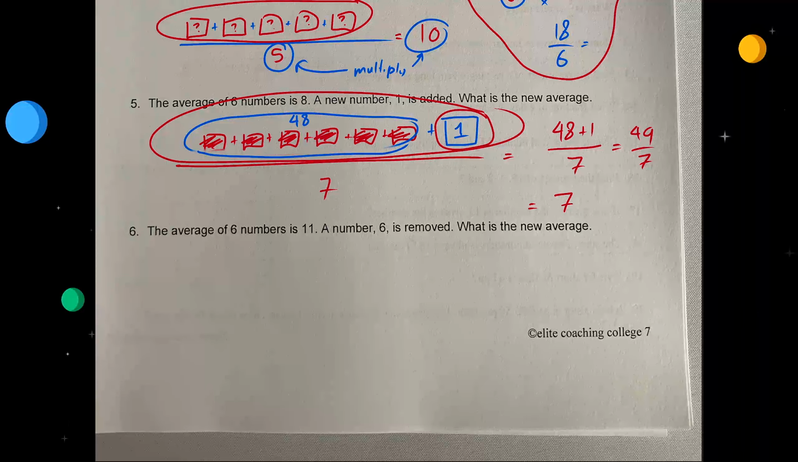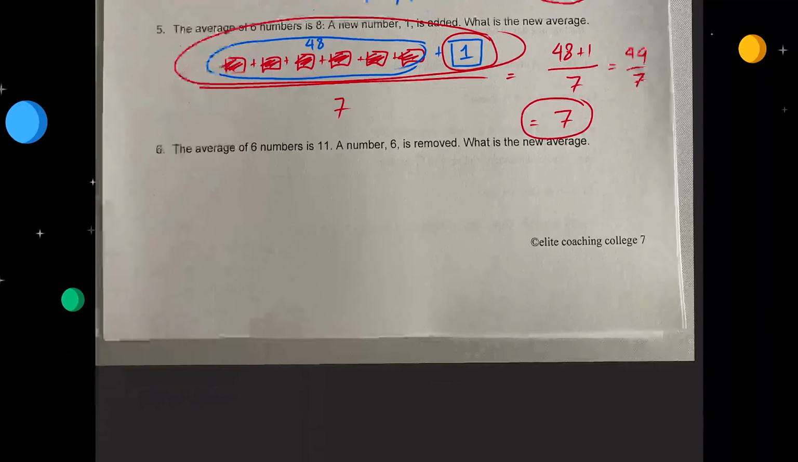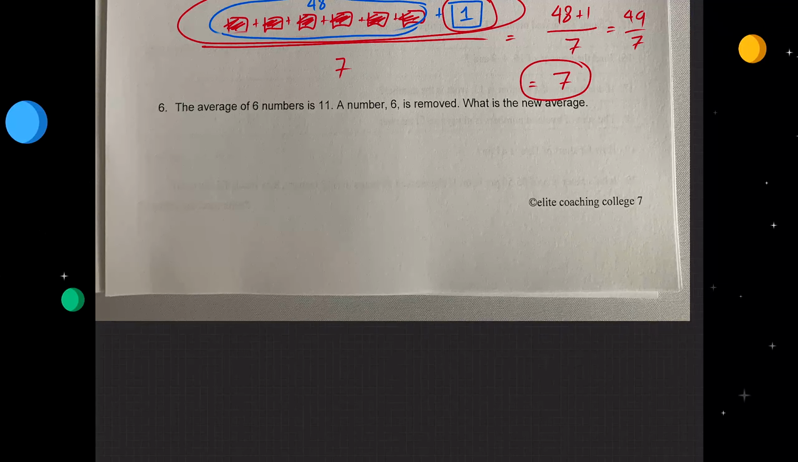In the number, which figure is in the millionth place? So the millionth place is this one there, so you put the answer is 2.